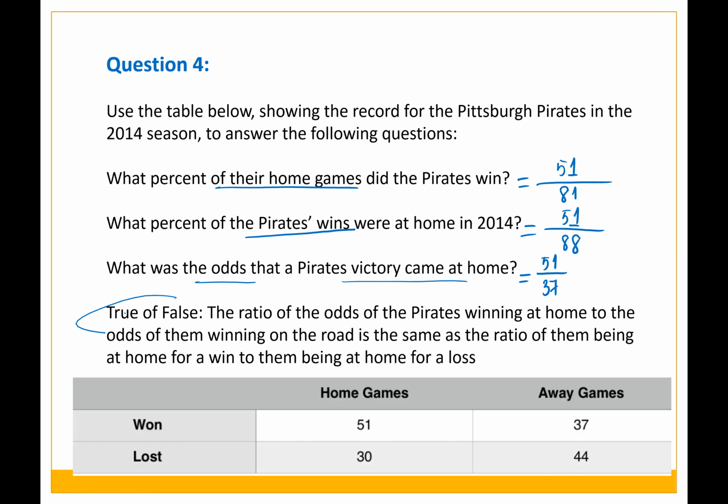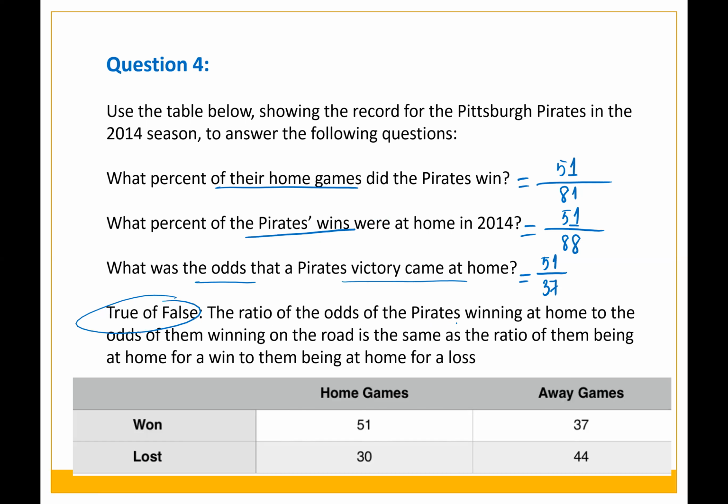Now the last one is going to ask us true or false. The ratio of the odds of the Pirates winning at home to the odds of them winning on the road is the same as the ratio of them being at home for a win to them being at home for a loss. Now it is really confusing to read this sentence. So what I decided to do, not just using the property of the odds ratio, but also another way to do it, is that you actually write down each of whatever they say is equal. So the first one is the ratio of the odds.